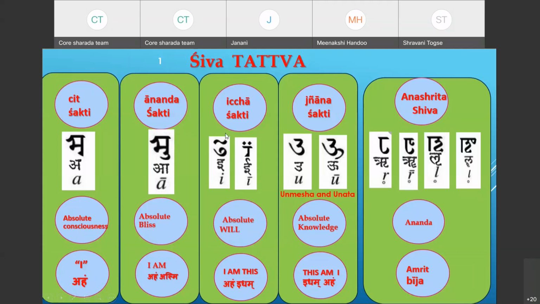Ichha Shakti is absolute will. Will means when Lord Shiva tries to come down, he is already in his own bliss. Every time he is in his own state, but still he wants to create this universe, and that is a will of his, and there is no reason.